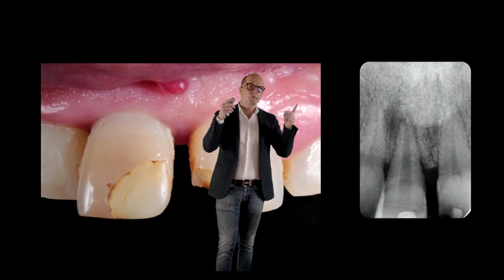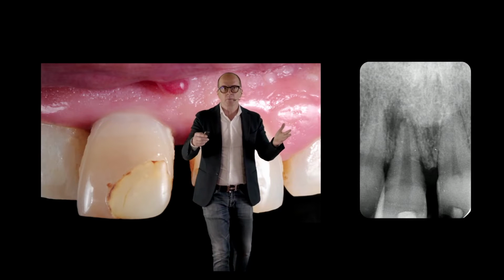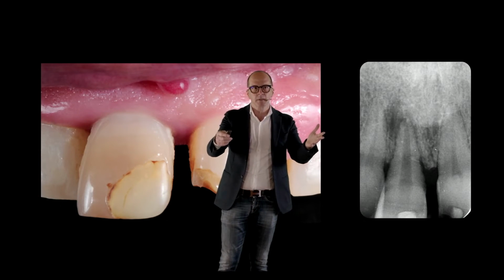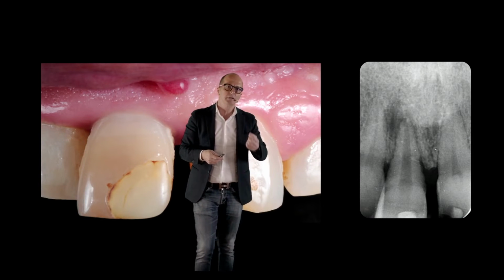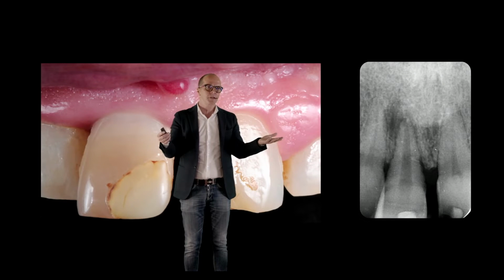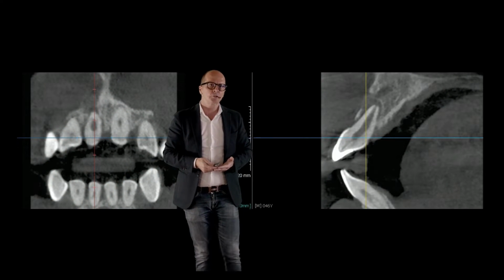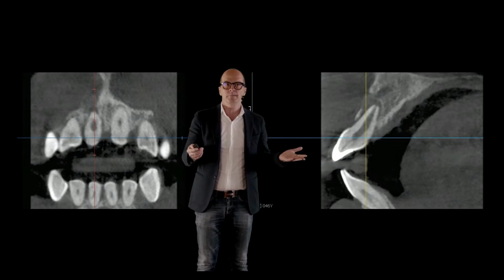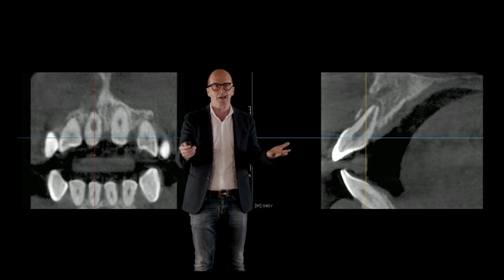And one more case to end my presentation. Another case, which is a compromised site. I have to extract the 11th, and of course, I have the bone and the soft tissue, which are not ideal anymore. What should I do? Well, as you can see in the tomography, we have to think very, very carefully what we can do here in order not to compromise the final outcome.